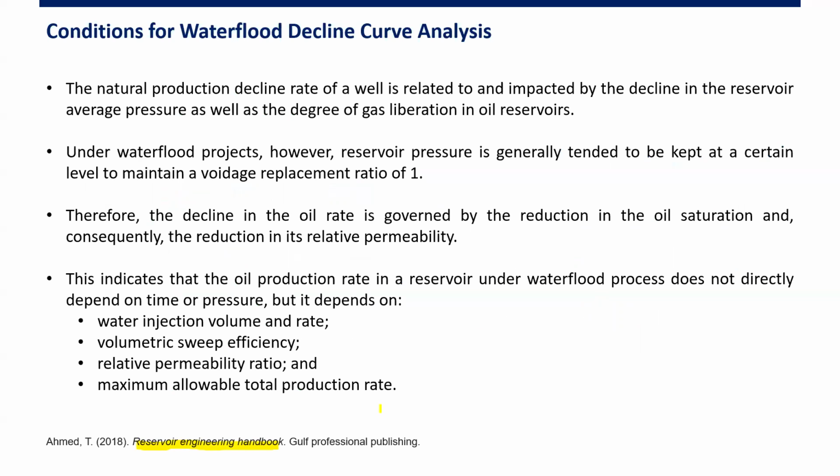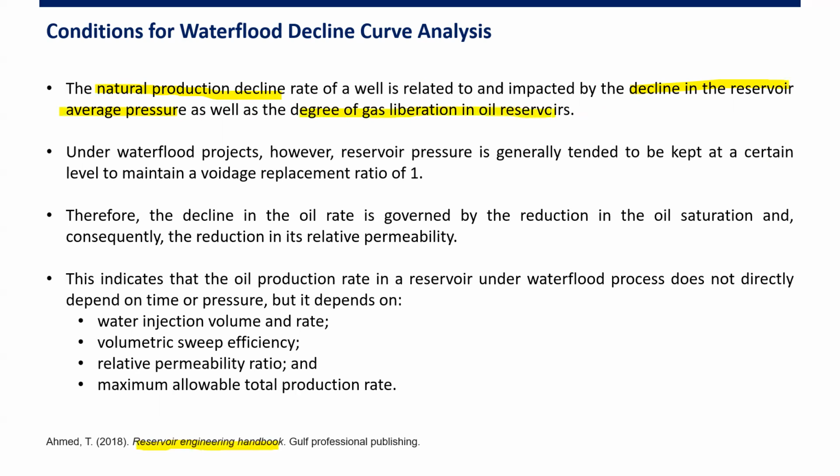All right. The natural production decline rate of oil is related to and impacted by the decline in the reservoir average pressure, as well as the degree of gas liberations in oil reservoir. Okay, so this is a very important thing, and this will distinguish the natural decline from water flood decline. Okay, so I'm going to highlight this. Natural production decline is dependent on or impacted by decline in the reservoir pressure, as well as the degree of gas liberation.